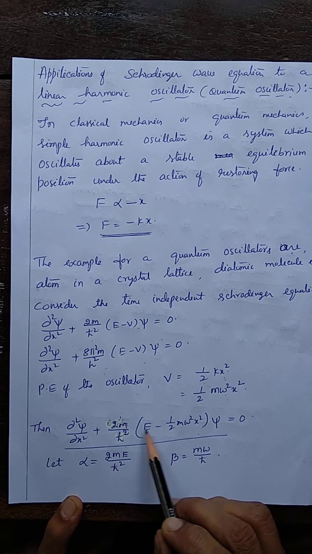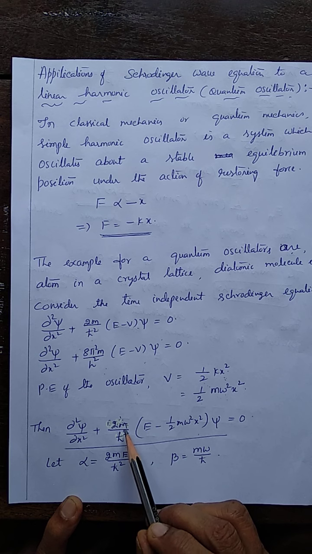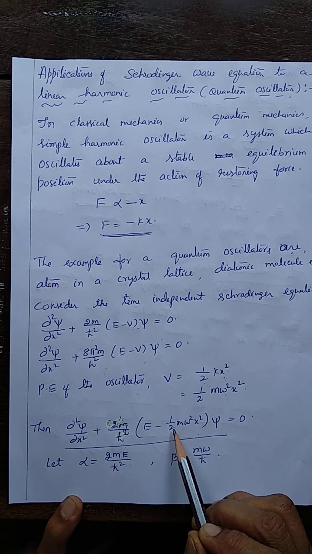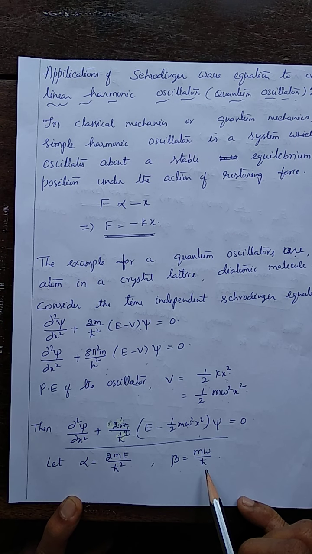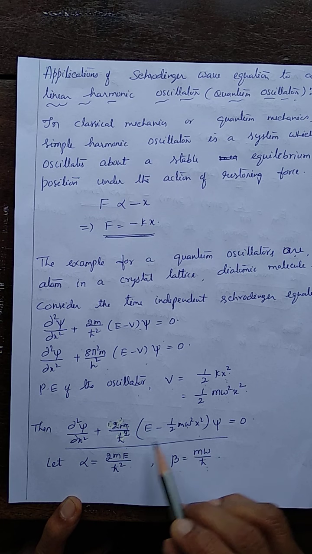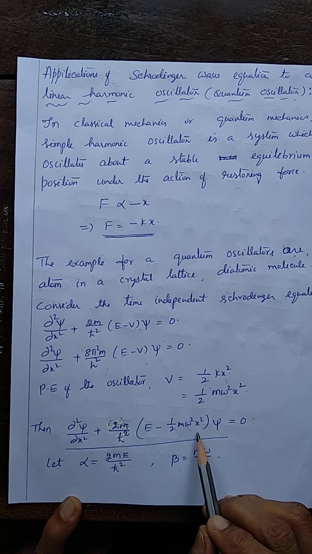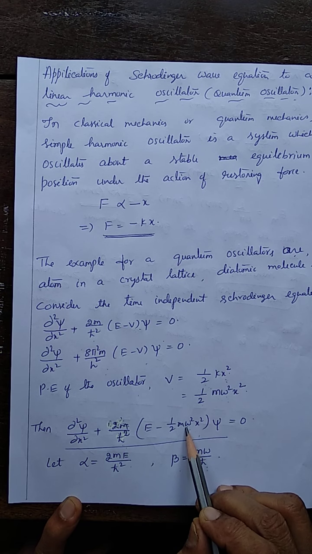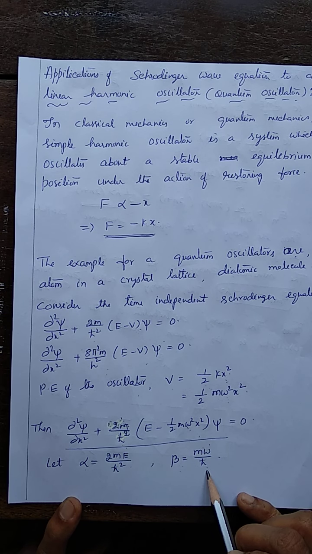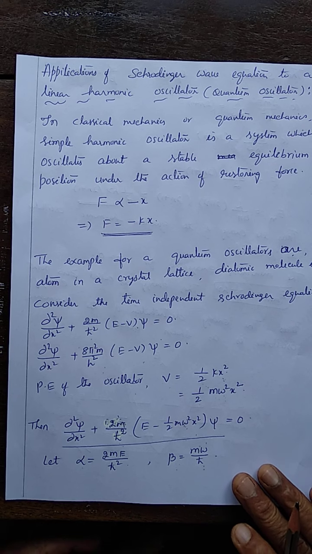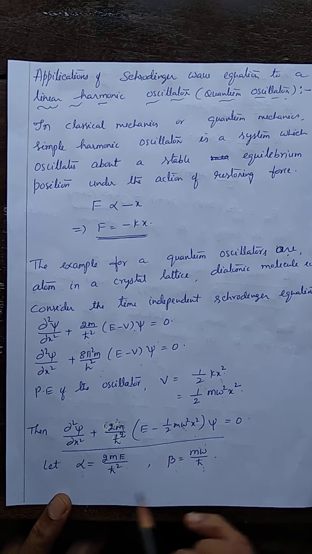And here, the product 2mE by h bar square is taken as alpha, and the product of 2m by h bar square into half m omega square is taken as beta square. Find the product: the 2 gets cancelled, so m square omega square over h bar square. So this becomes beta square, where beta is m omega by h bar. And here the derivation is not included in your syllabus, so we simply find the expression for energy using alpha and beta.